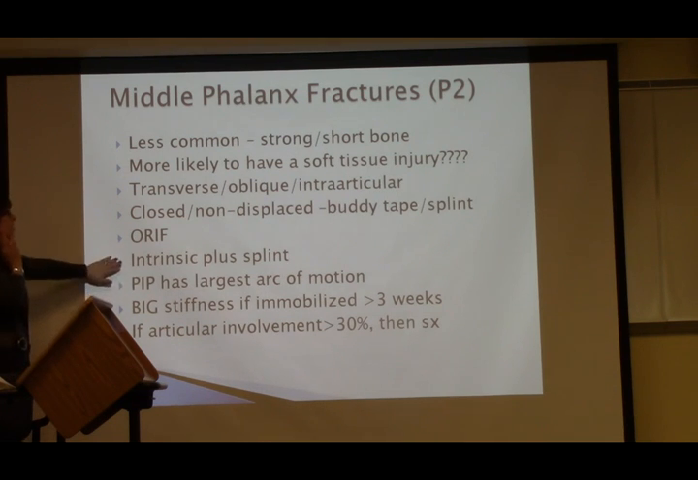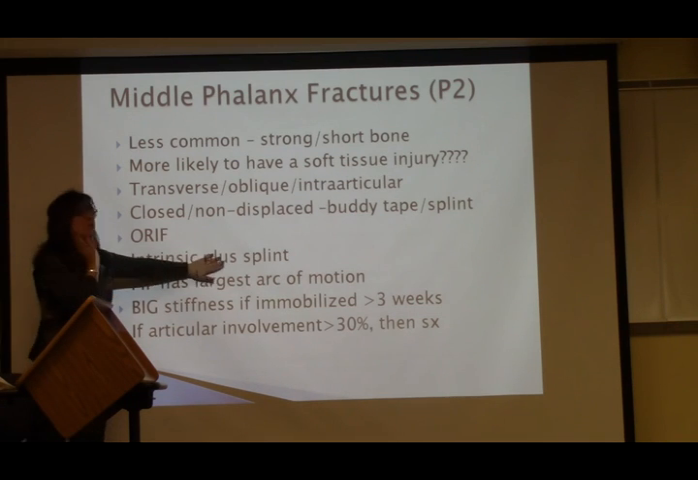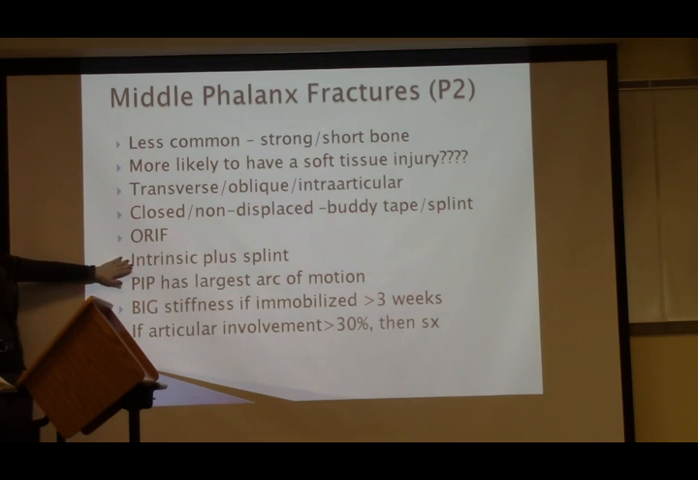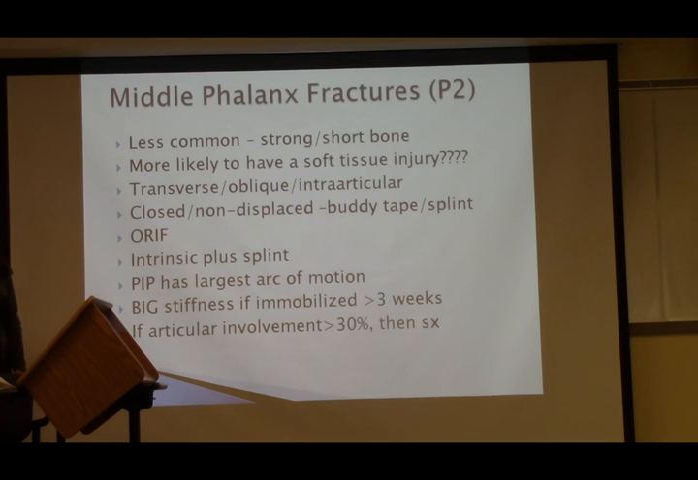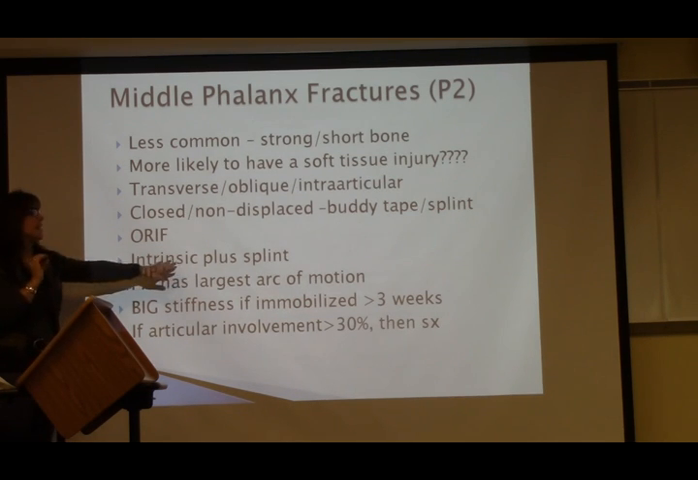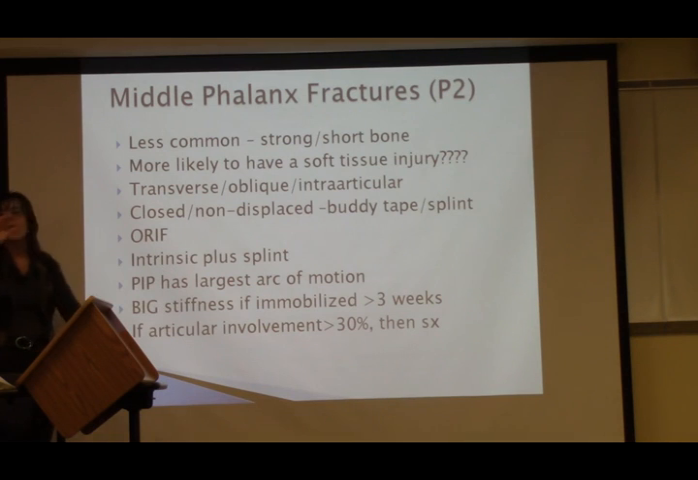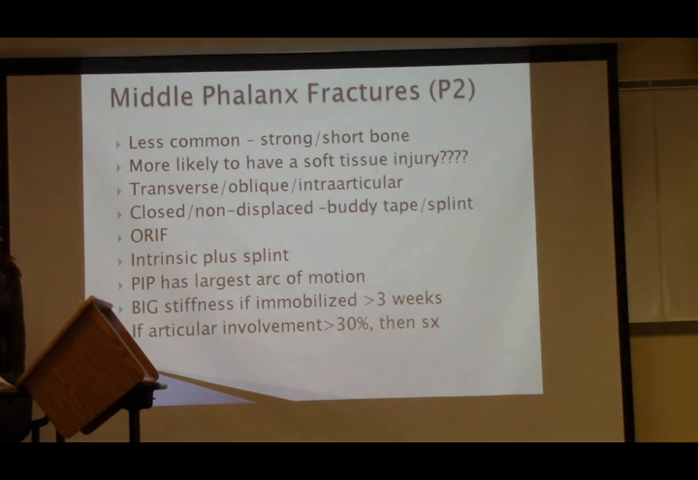With these patients, we want to put them in an intrinsic plus. Can anyone show me what an intrinsic plus position is? Yep. Intrinsic plus position, because this actually uses soft tissue to help stabilize fractures, and we want them to be in a full PIP extension, because we don't want to get a contracture.